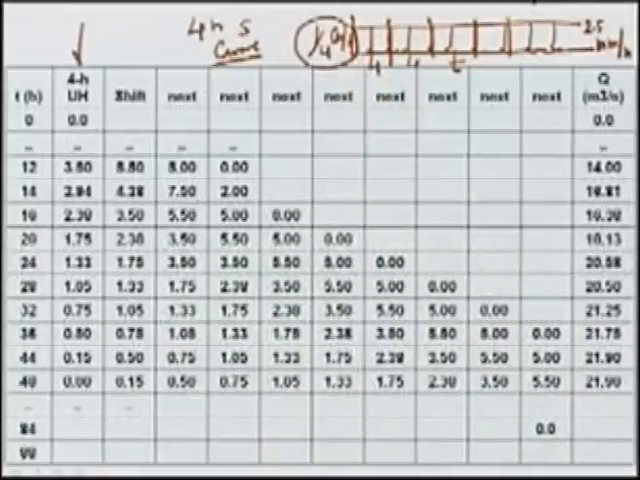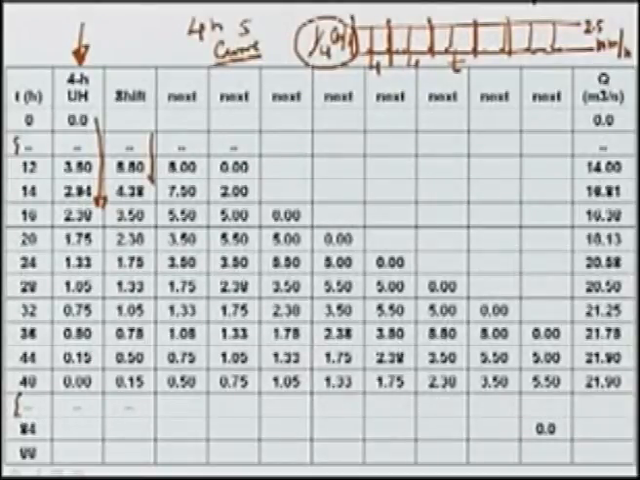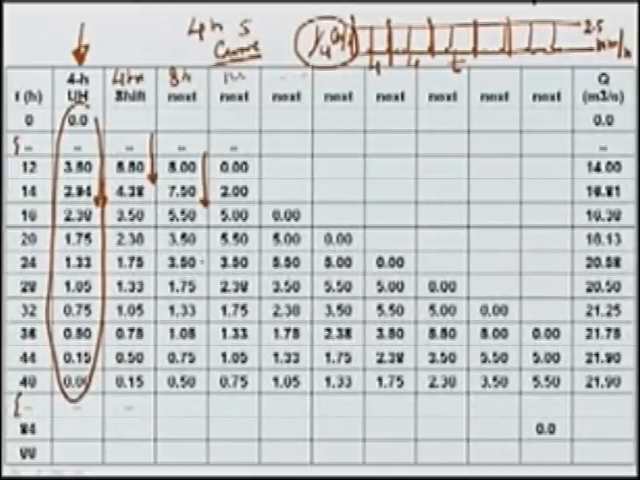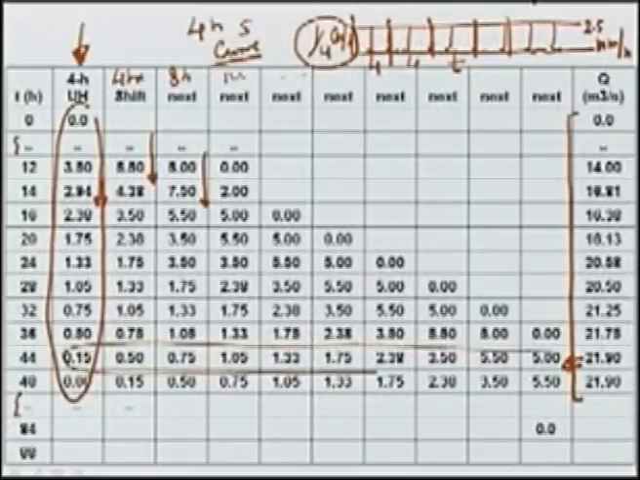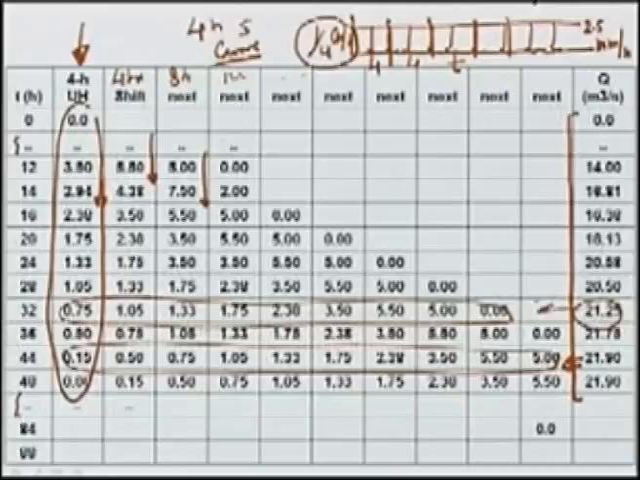So, the first column shows the 4 hour unit hydrograph, we have omitted some data here and here. Then the second column shows the same data, but shifted by 4 hours. So, this is a 4 hour shift, this is 8 hour shift, 12 hour and so on. So, this is again the same data repeated, but shifted by 4 hours every time, and then we sum them up. So, for example, this 21.9 is the sum of all these columns, 21.25, this is again the sum of all these columns and so on.